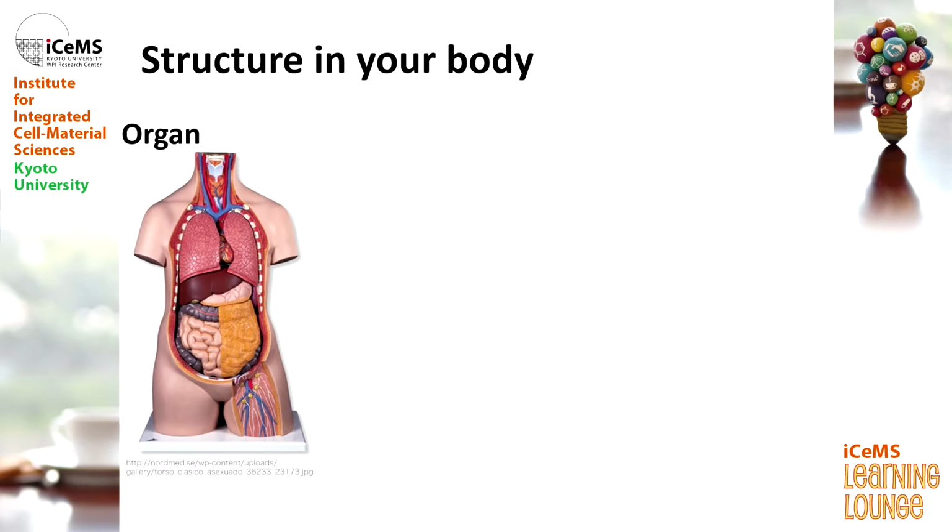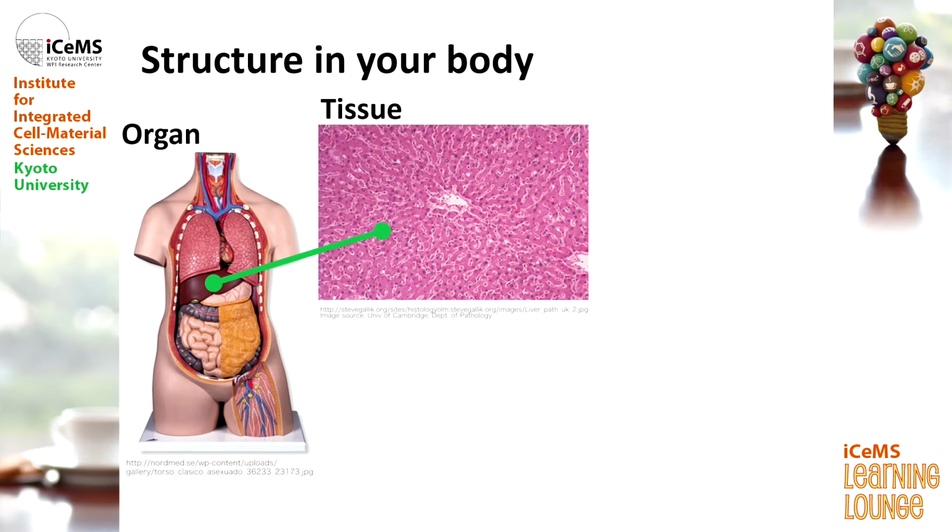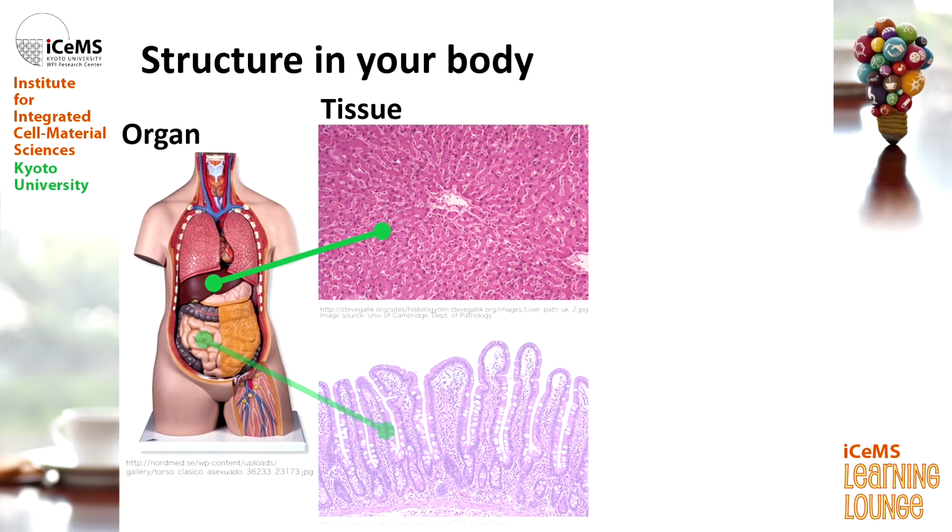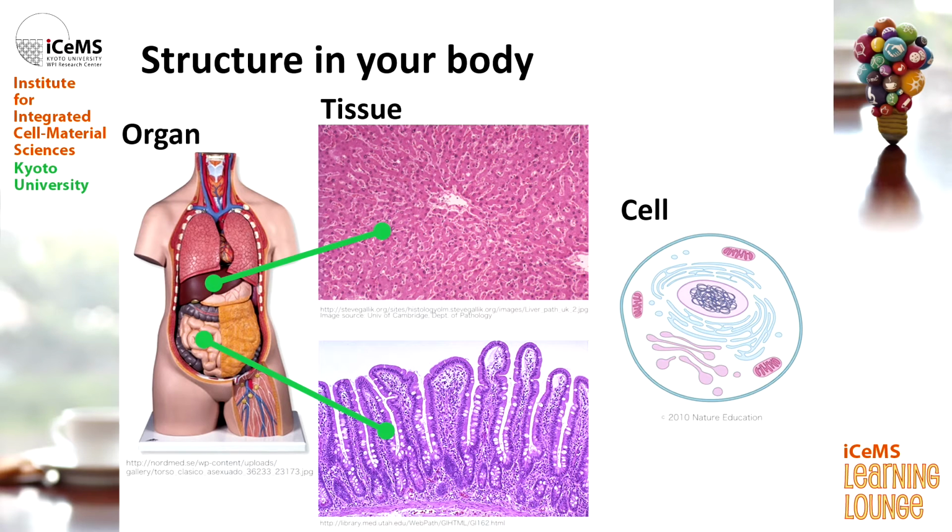And you also have something similar in your body. If you look inside your body, you have several different organs. And if you take a closer look at these organs, you have these kinds of patterns. These patterns are all coming from cells. Cells spontaneously put themselves together, and they form these patterns. And these patterns are so-called tissues.